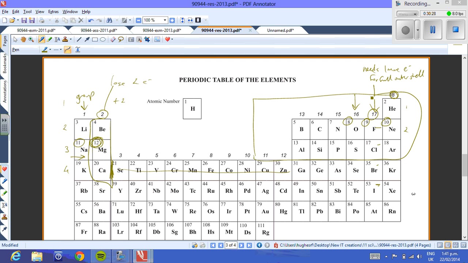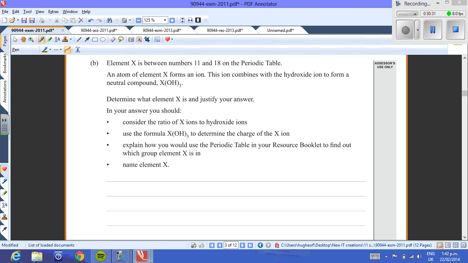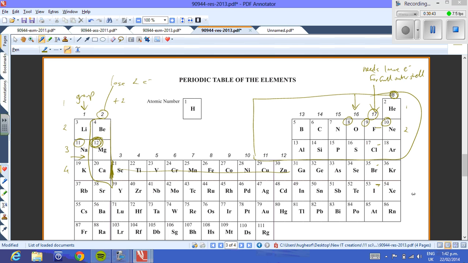All right, so let's go back to the question. Element X is between numbers 11 and 18 on the periodic table. Or let me just reread that. It didn't actually say groups. It said numbers, so I presume they're talking about atomic number. So numbers 11 and 18 would actually not be what I highlighted originally, so let's delete that. What they're talking about is atomic number, I'm guessing, 11 to 18, which is right there. So somewhere in there, we're considering one of these elements.